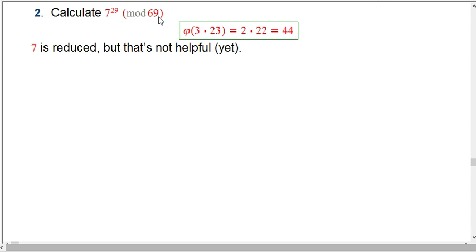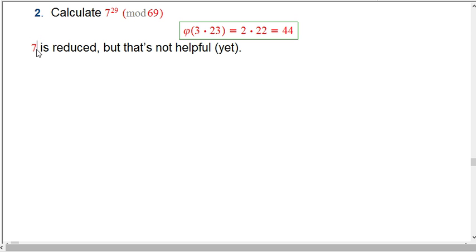The first thing, as usual, I would do is just go ahead and calculate the phi. Phi of, well, it's 3 times 23. There's no prime powers, there's just two primes multiplied together. So it's just the 3 minus 1 times the 23 minus 1, and you get 44. Okay, so that's good to know.